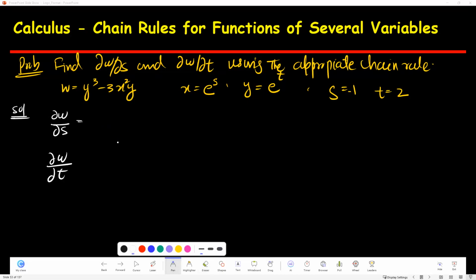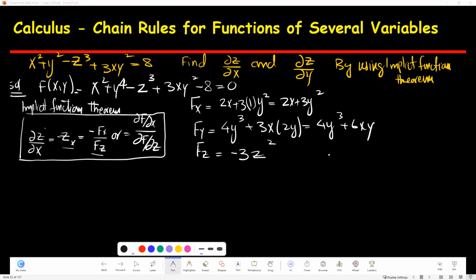So dW over dx equals minus 6xy, right? Then I'm going to take dx over dt, and it's going to be e to the power s plus 3y squared. I'm taking the direct integral of this function.